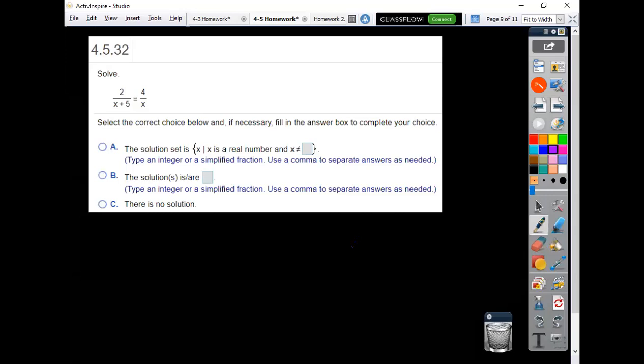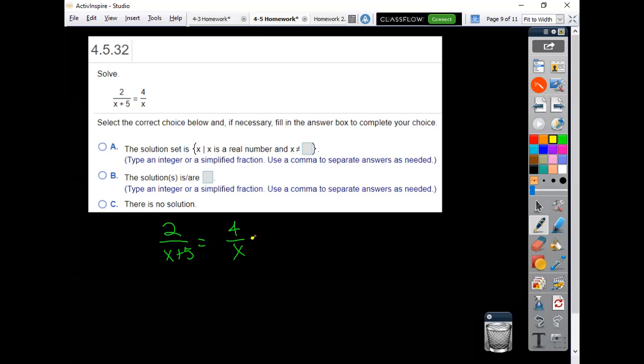Well, this looks like a nice little smaller problem. It doesn't mean it will be necessarily easier, but just because there's a lot fewer things to copy down here. We got 2 over x plus 5 and 4 over x. We did one somewhat like this a little bit ago, but I would do this one step at a time.